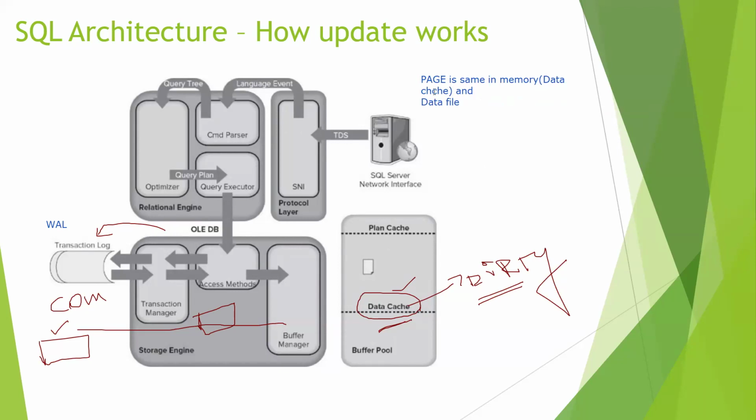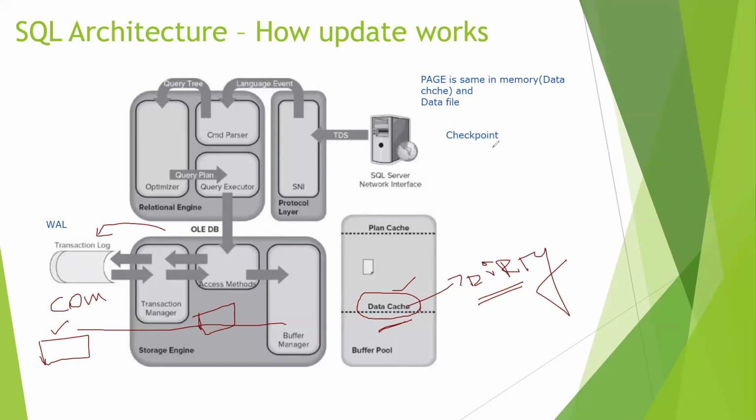So data cache, right? When is a page considered clean? It happens when the page in memory and the page in the data file match, if there is a checkpoint. So let's say a checkpoint is triggered.